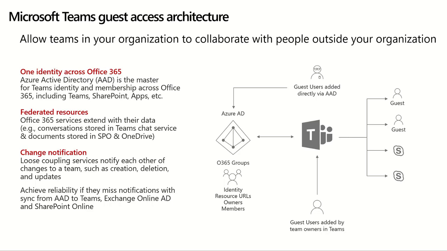We want to make that operation as fast as possible, but for that to be replicated globally across services worldwide, we have a sync process that syncs Azure Active Directory to Teams, Exchange Online, and SharePoint Online. So all of those systems are loosely coupled. For example, you can add guest users directly via Azure Active Directory, and that goes in there, but then that gets over to Teams.